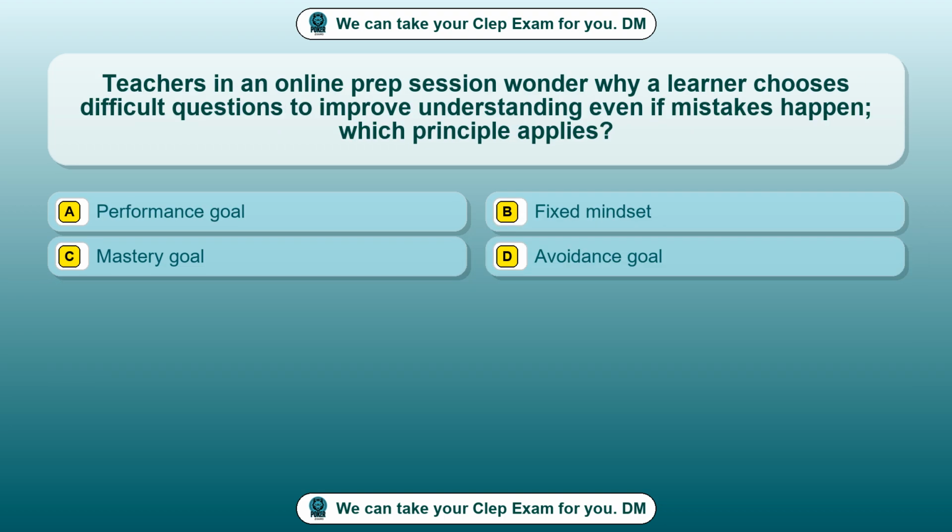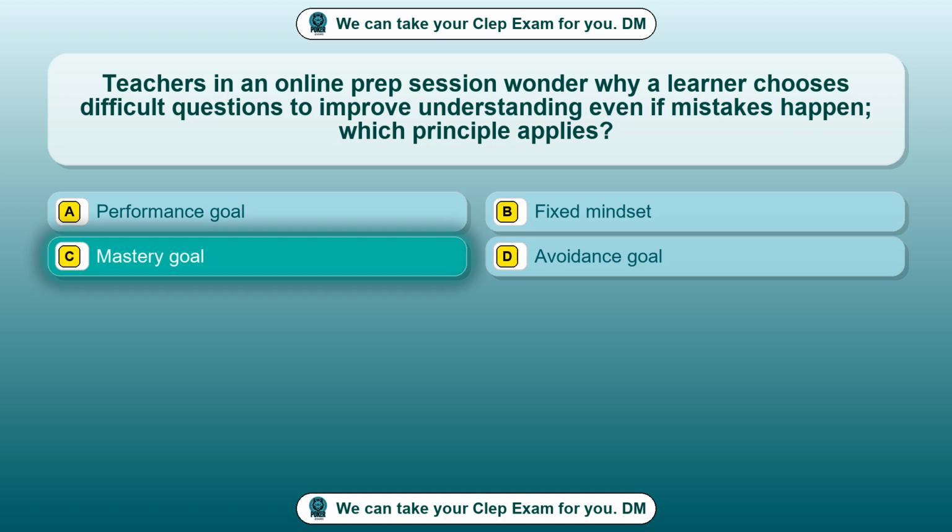Question 28. Teachers in an online prep session wonder why a learner chooses difficult questions to improve understanding even if mistakes happen. Which principle applies? Option A, performance goal. Option B, fixed mindset. Option C, mastery goal. Option D, avoidance goal. The correct answer is option C, mastery goal.